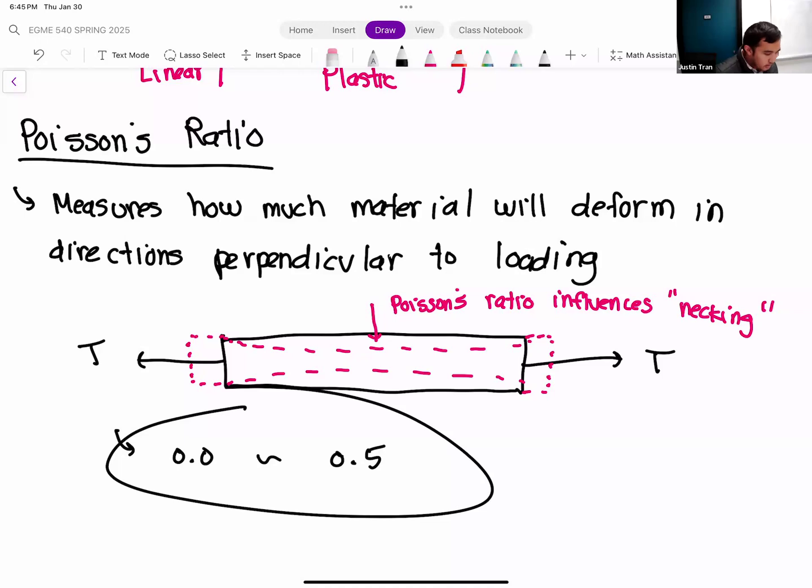All right, any questions on anything we discussed today? Yes. I wrote everything except the symbol. So Poisson's ratio is a nu, so it's kind of like a V. Yeah, thank you for that. Any other questions on this stuff?